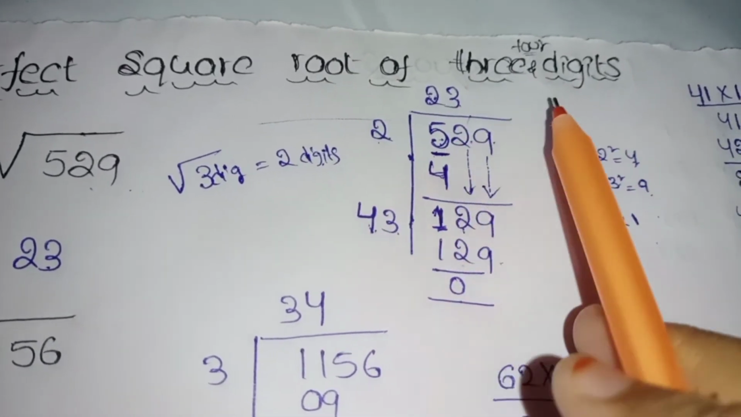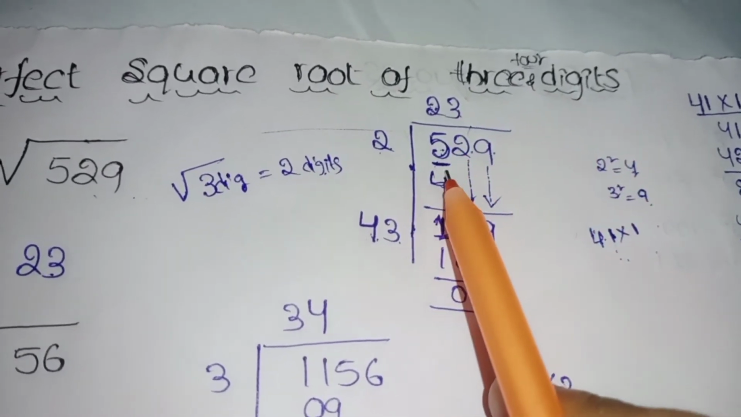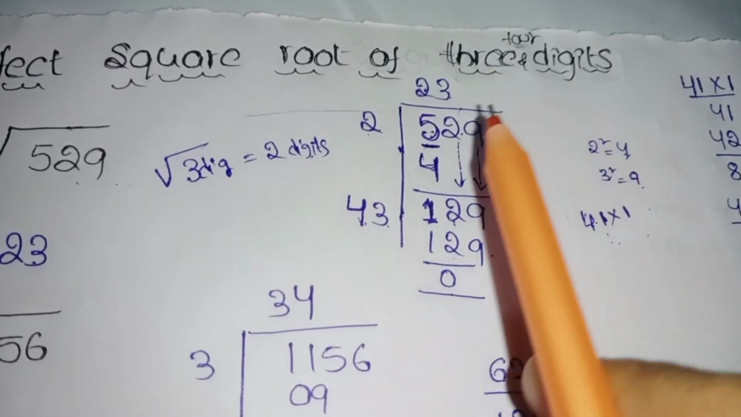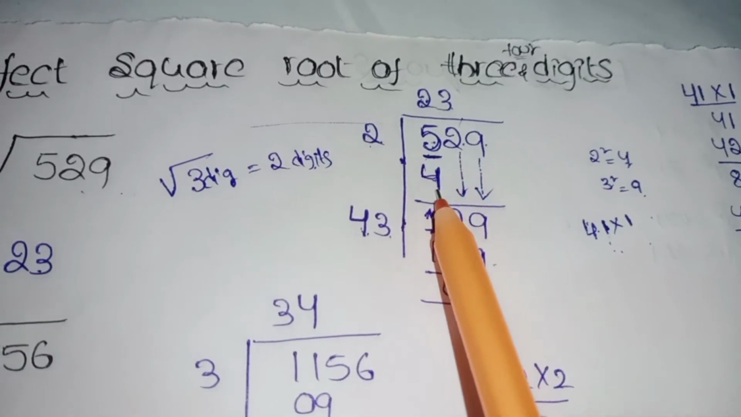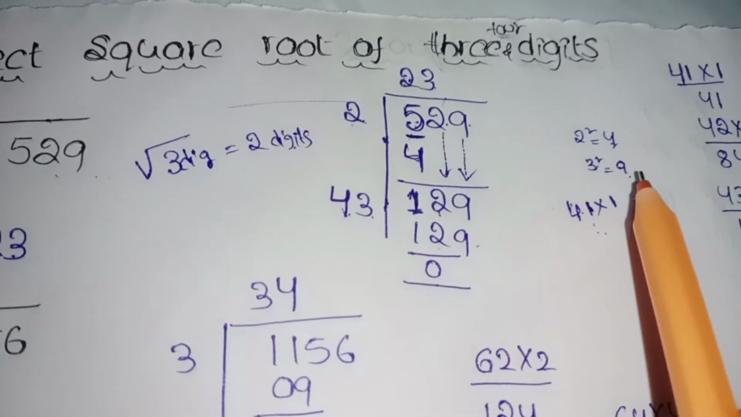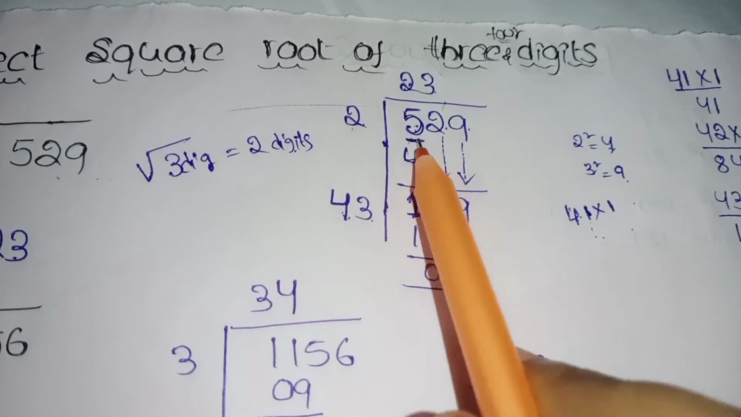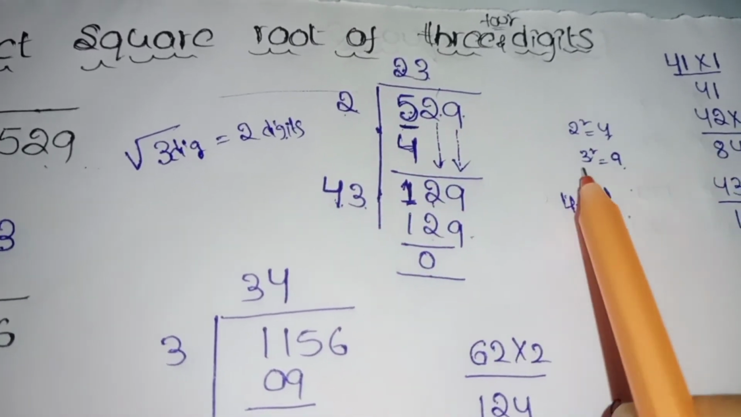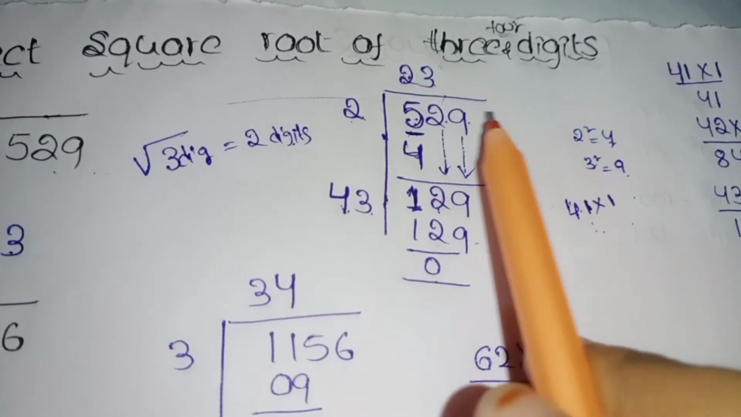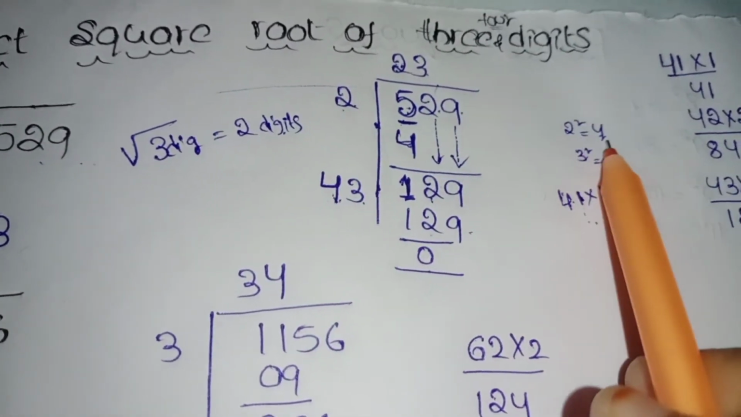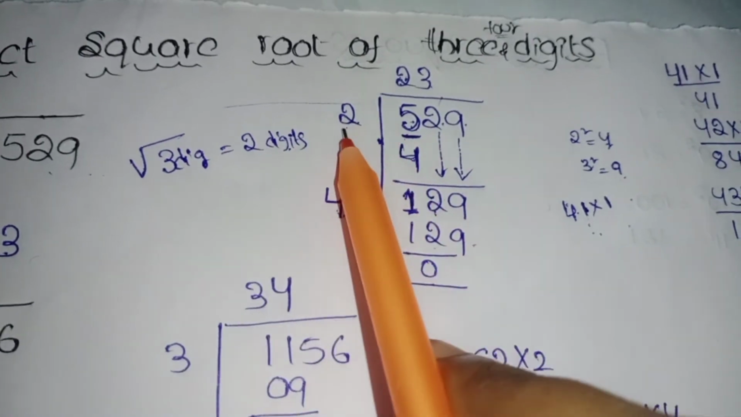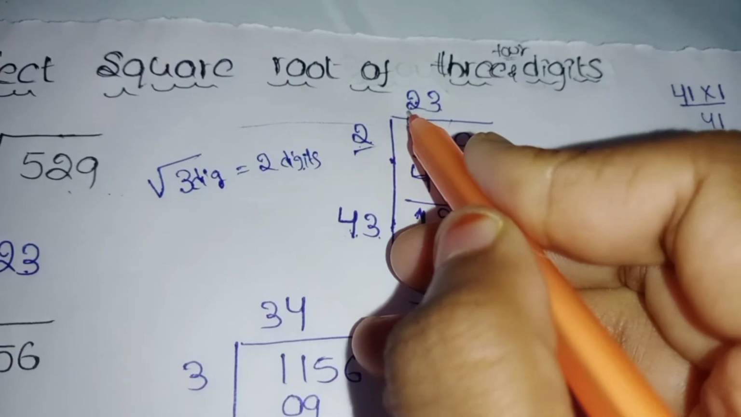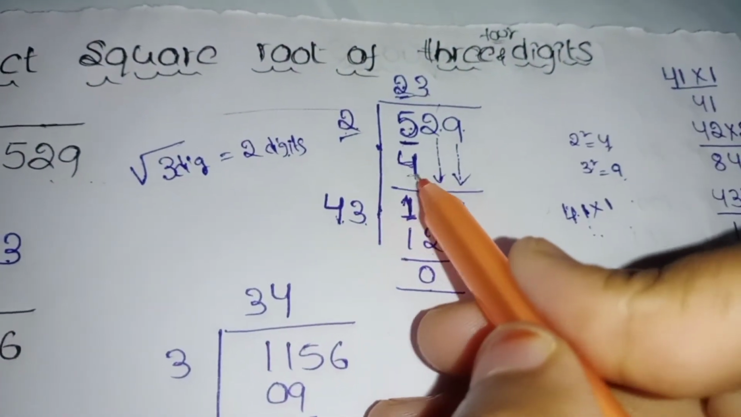Which number's square is near to 5? The number is 2 square. 2 square equals 4. 4 is near to 5 and is less than 5. If I take 3 square equal to 9, 9 is not near to 5 and 9 is bigger than 5. So no, don't take 3 square. If you take 2 square equal to 4, place 4 here and place 2 here and 2 here, right?